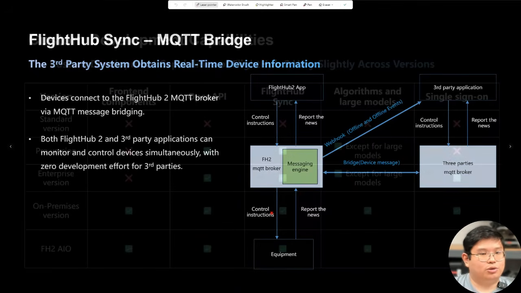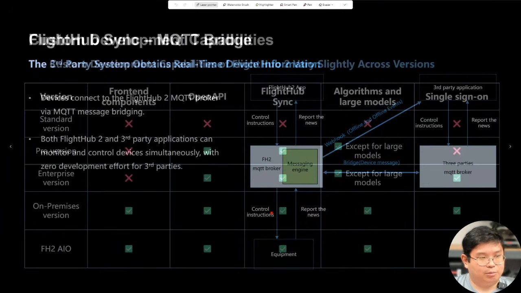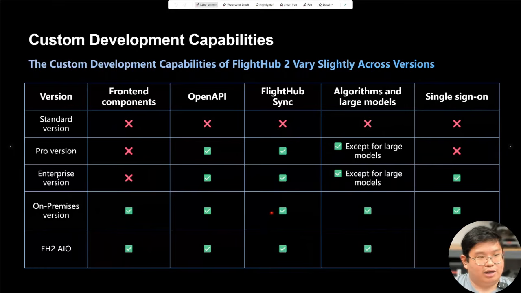When it comes to these development capabilities, let's compare all the functionalities I have laid out between the different versions of FlightHub 2. We have a standard version, which is the free version, a Pro version, and an Enterprise version. These three are the public versions of FlightHub 2. And we have the on-premises version and FlightHub 2 AIO, which I'm going to introduce later.